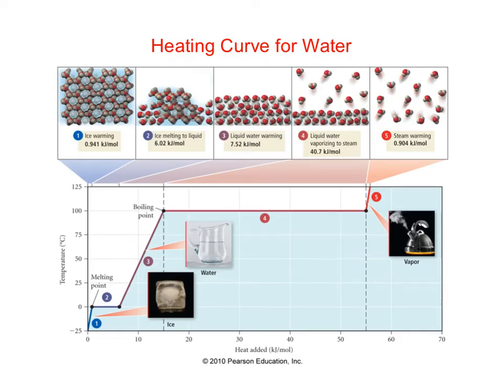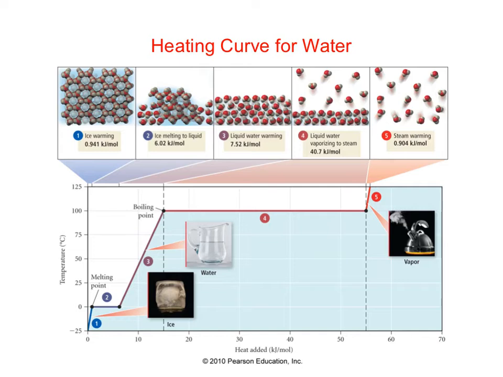All right, the next thing I want to talk about is heating curves. What this graph represents is the heat required to take ice, in this case at negative 25 degrees Celsius, to steam at 125 degrees Celsius. The temperature is on my y-axis, and on the x-axis I have the amount of heat required for each of these processes. There are a number of different steps involved in getting from solid ice to water vapor.